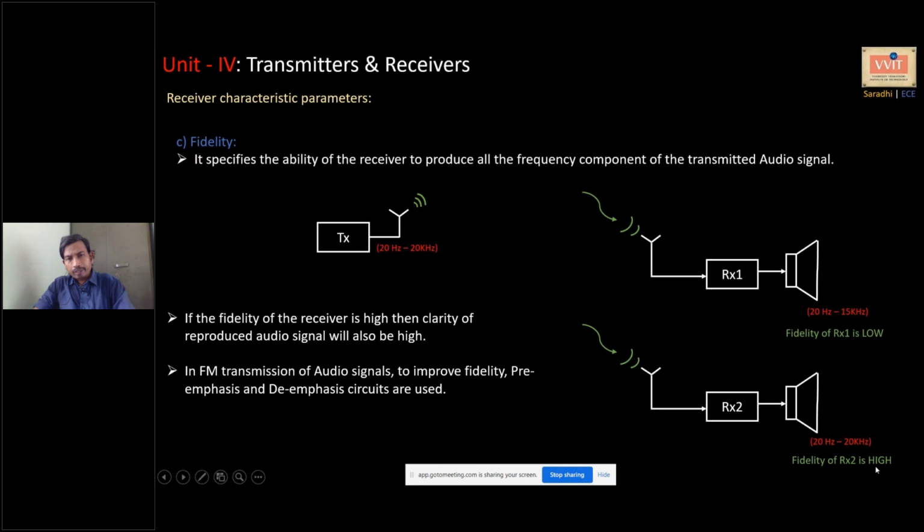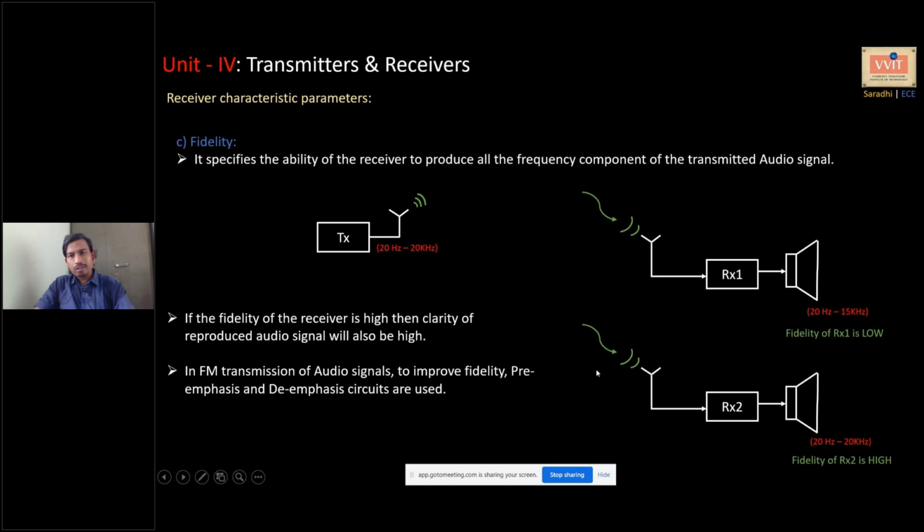Whatever frequencies are being transmitted, the receiver should be able to reproduce all of them. If you end up reproducing frequencies where some are attenuated, then the fidelity is low. If you are able to reproduce all the frequencies efficiently, then the fidelity is high. Here again, receiver 2 is a better receiver, right? All these things are explained here.